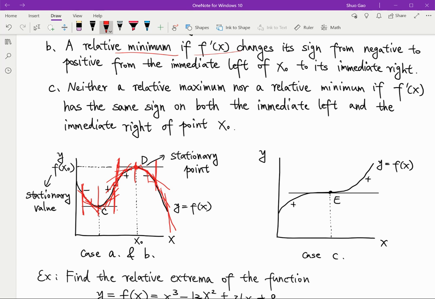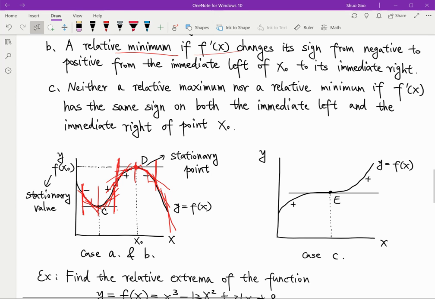So there has to be a point where the slope is 0, right? Because the slope transitions from negative to positive, there has to be somewhere in the middle where the slope is 0. And that point is point C, which is the relative minimum of this function. So when the derivative equals 0, it may also indicate that this is a relative minimum. Okay.